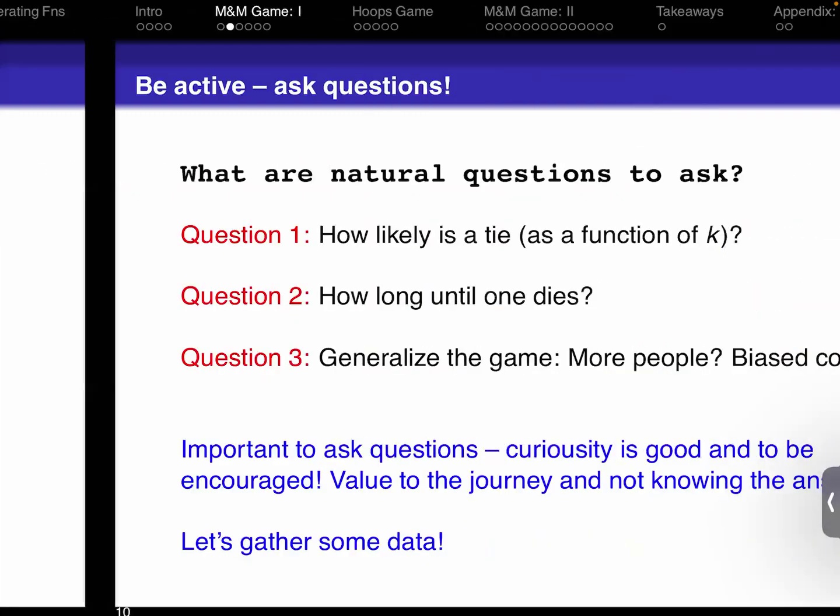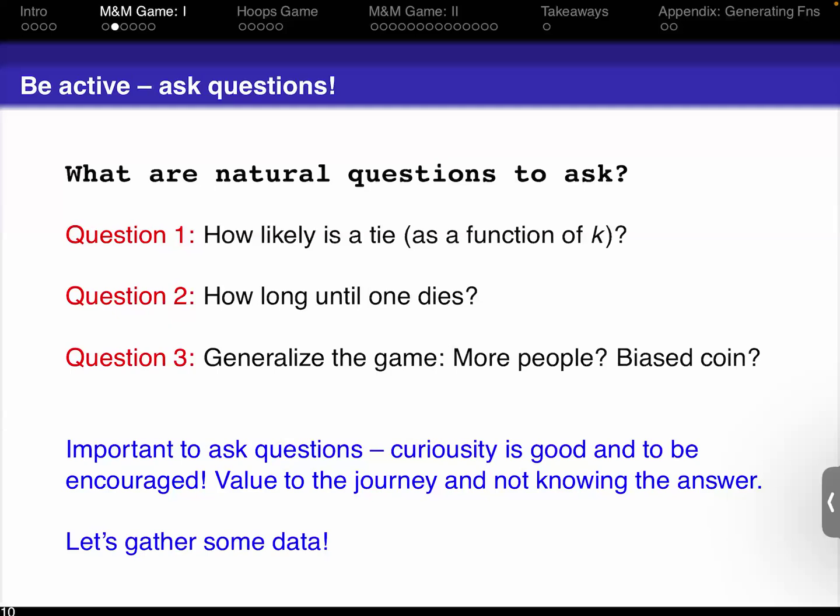So natural questions are, how likely is a tie? How likely is it for someone to win? What if you have more people? What if you have a biased coin? I've worked on variants of this with students at Williams, with students all over the world, with people in elementary school. And it says so on the bottom, but by now you should know the very last line is one of your go-tos: gather data. And so if we had more people, we would actually play. We would take M&Ms, toss coins.